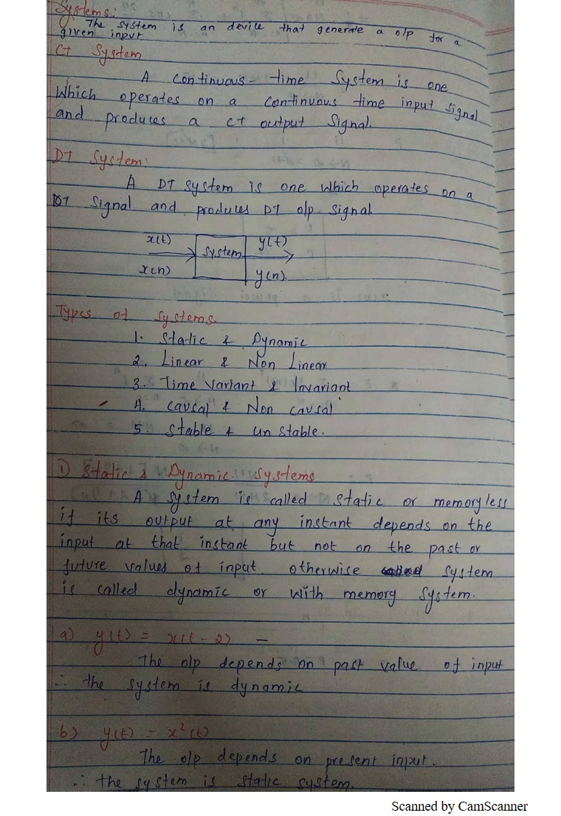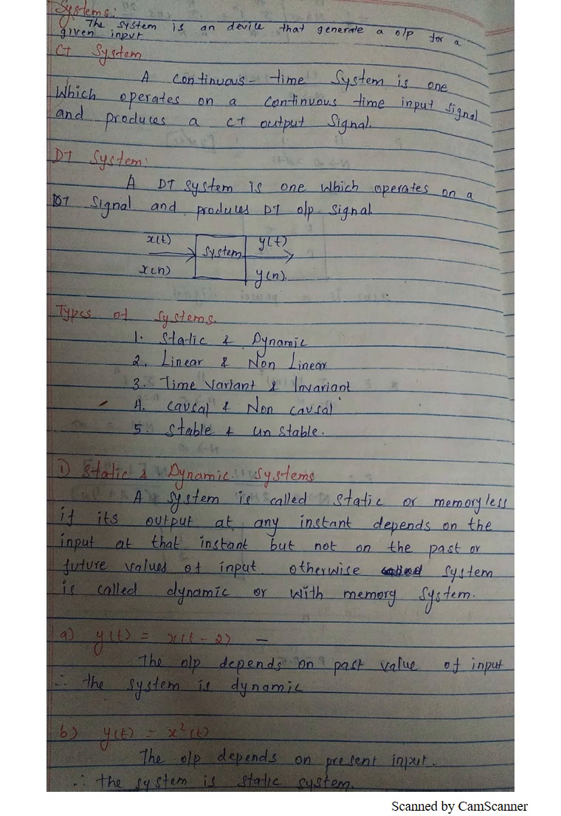What are static and dynamic systems? A system is called static, or another name is memoryless system, if its output at any instant depends on its input at that instant, but not on the past and future values of the input. Otherwise, the system is called a dynamic or memory system. So a memoryless system is called a static system. A system having memory is called a dynamic system.